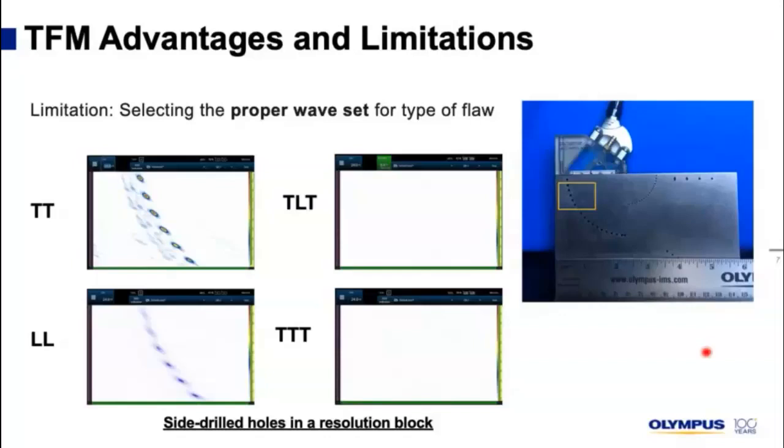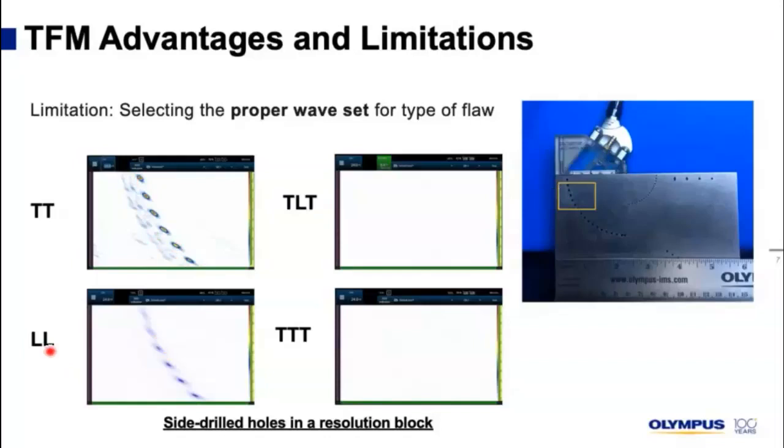To show this as an example, what we've done here is that we have a phased array probe on a resolution block, and the probe is looking at the arc of side-drilled holes in the resolution block. What we're showing is that without moving the probe at all, only changing the wave sets, we obviously have different results. In TT, which we can consider pulse echo again, it would be very similar to what we would look at with phased array, where the sound goes to the defect and comes back into the probe. And here, we can see the side-drilled holes very well with a nice resolution.